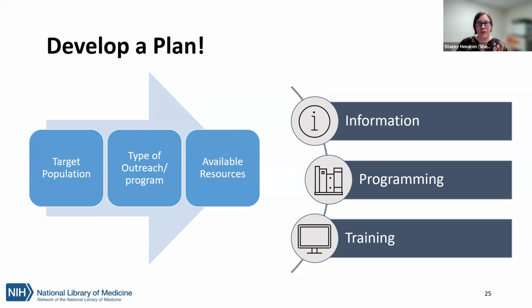So once you've had a chance to review your community health needs and look over potential program ideas, you'll need to develop a plan. It's often helpful to identify your target population and the type of outreach or program you want to do. Are you sharing resources or doing a full-fledged program? And then determine what resources you already have available to continue with the plan.